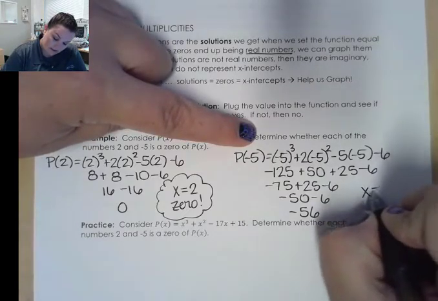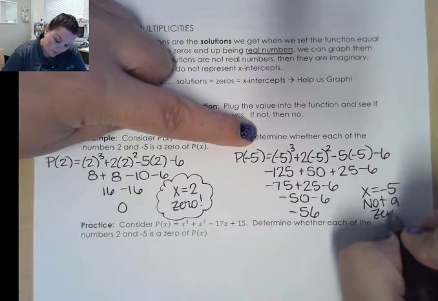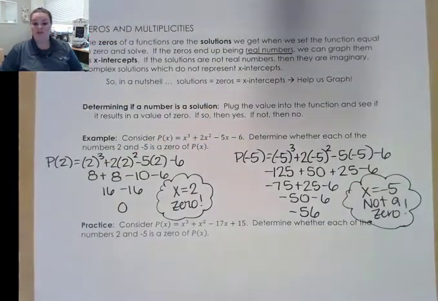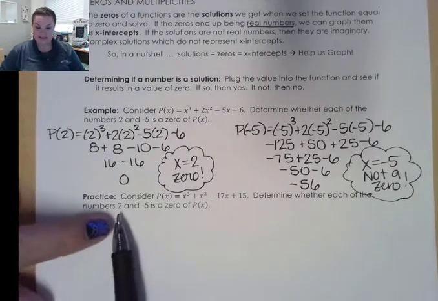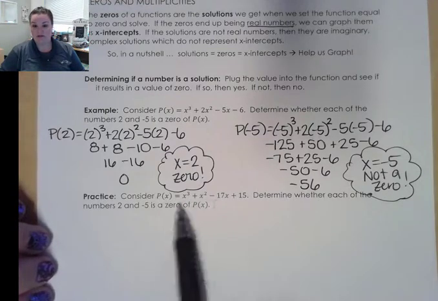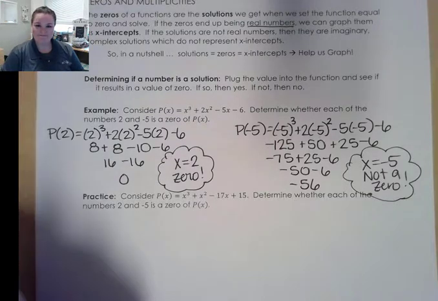So this tells us that x equals -5 is not a 0. All right, so I want y'all to try the same exact principle here. You're checking the same numbers, 2 and -5, but you're plugging them into this polynomial. So different polynomial, same process. Go ahead and take just a minute to do that, and then we'll go over them.